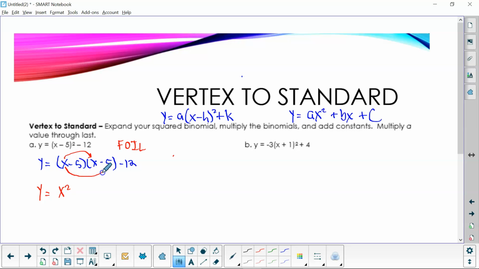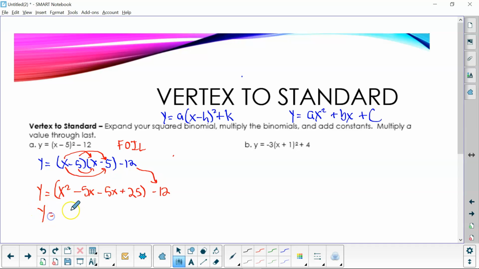Outside times outside would be negative 5x. Inside times inside is another negative 5x. And last times last, negative 5 times negative 5 is positive 25. And then I can't forget my negative 12 on the outside here.